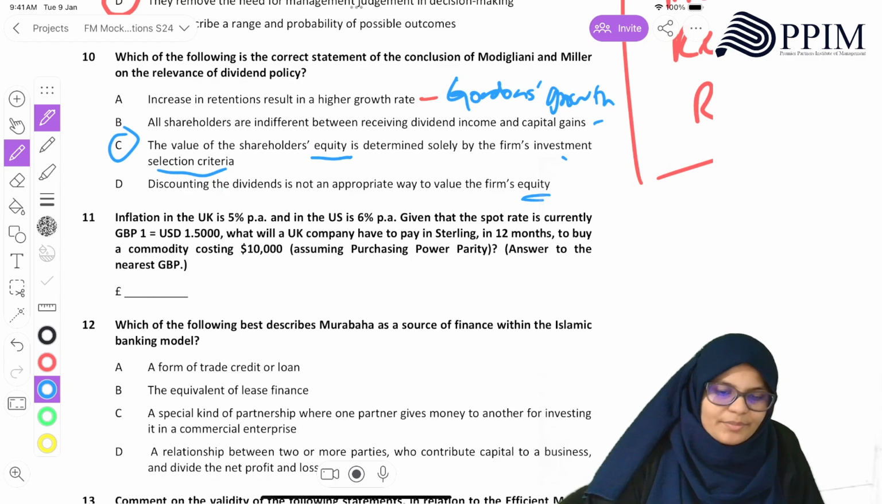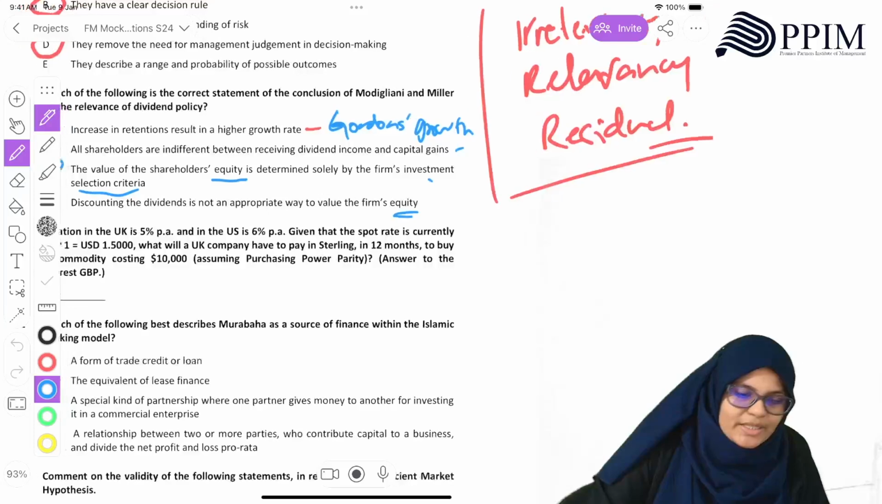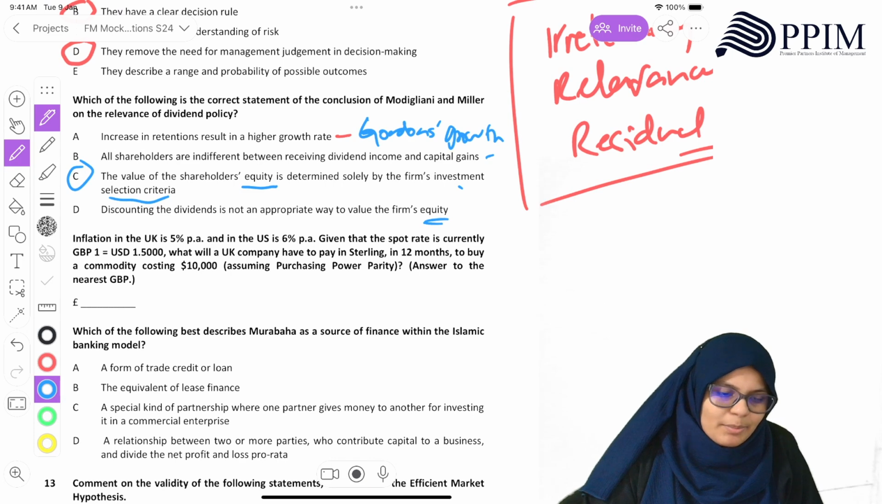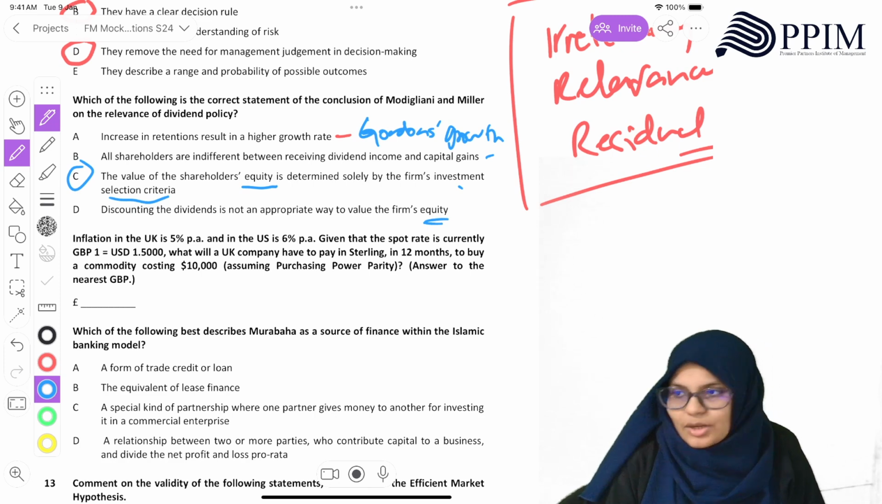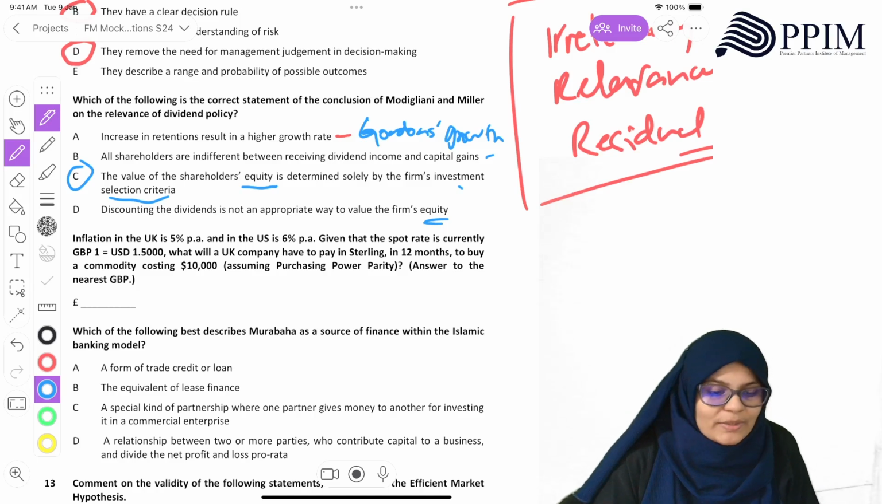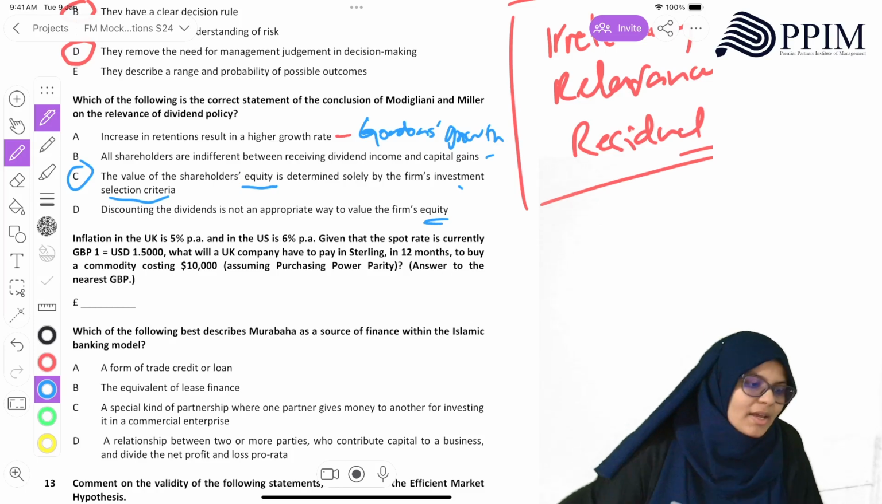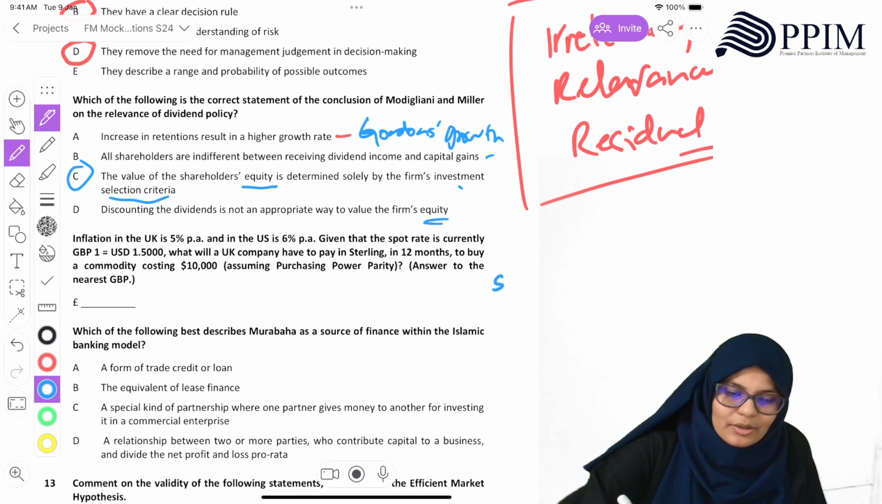Okay, so it says here inflation in the UK is 5% per annum and in the US it's 6% per annum. Given that the spot rate is currently £1 equals $1.5, what will a UK company have to pay in sterling in 12 months' time to buy a commodity costing $10,000? So if I have to know in 12 months how many pounds I will have to pay, I have to first know what the exchange rate will be in 12 months. Today I know it is 1.5, but in 12 months how much will it be? So the future spot rate, I can calculate using the purchasing power parity theory.